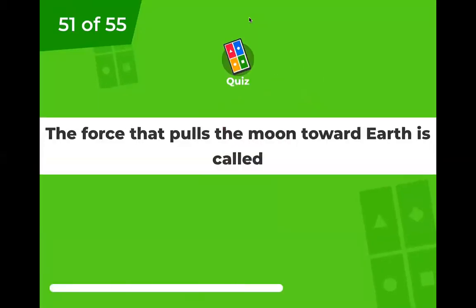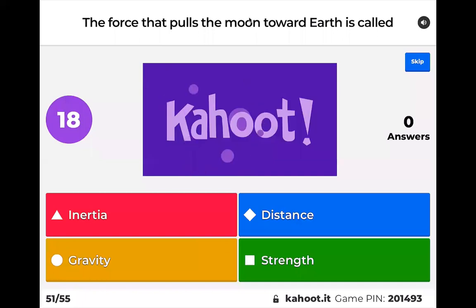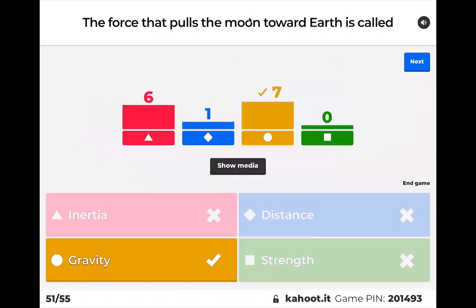The force that pulls the moon toward Earth is called what? Is it inertia, gravity, distance, or strength? It is gravity. Gravity pulls us toward the sun. Gravity pulls the moon toward Earth.